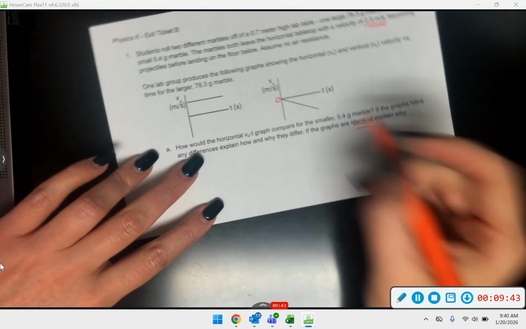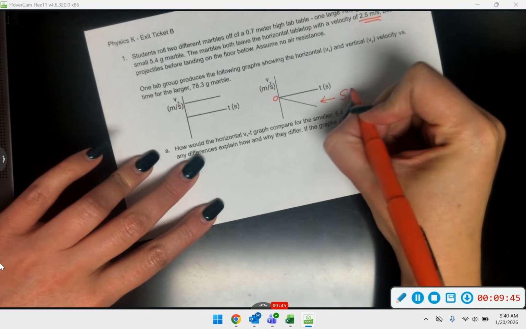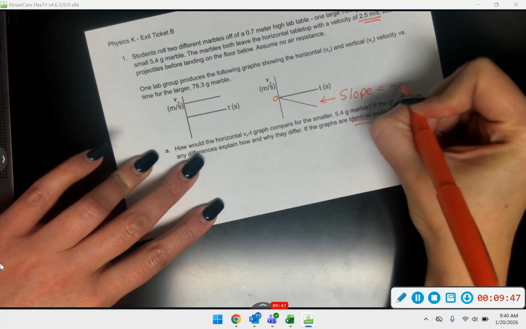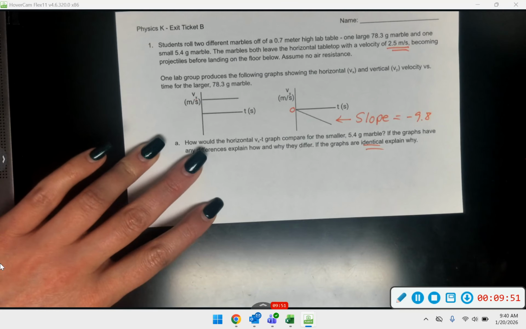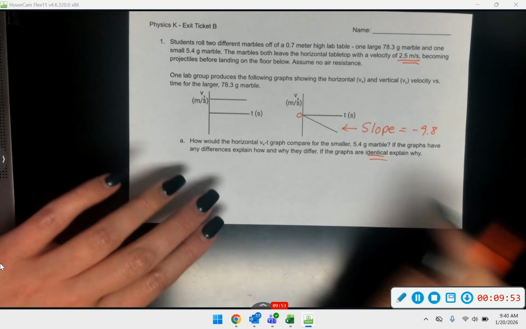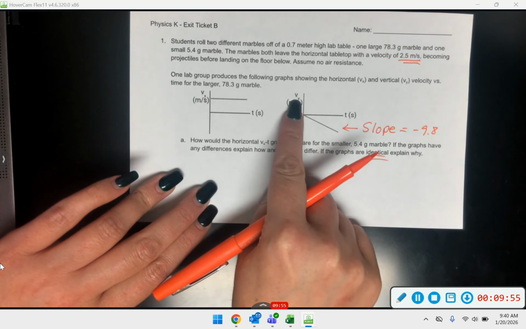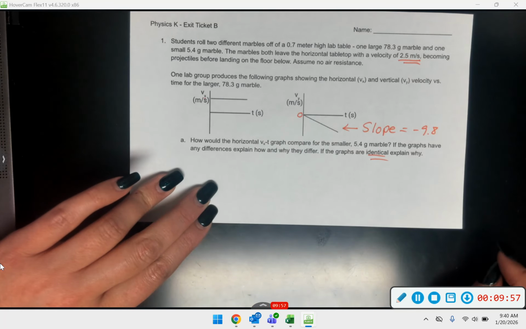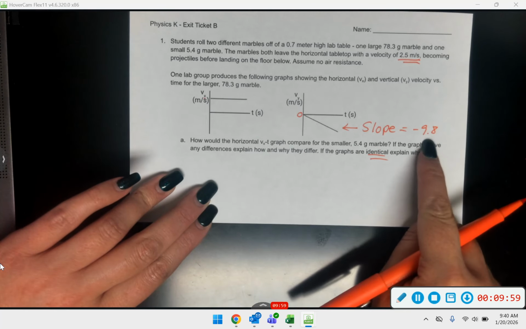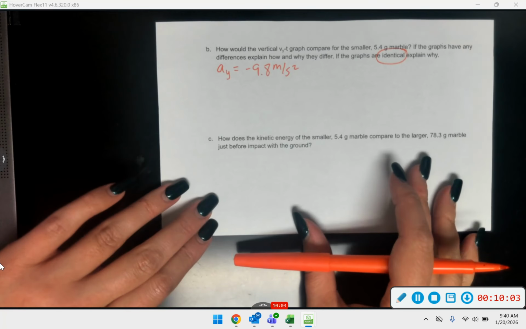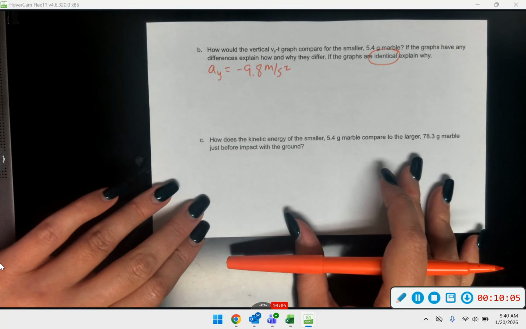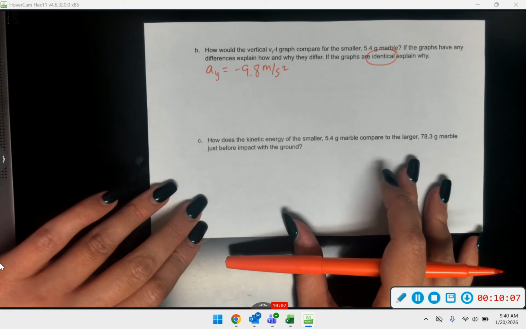In fact, the slope of this graph is negative 9.8. Again, the slope of your VT graph is your acceleration, and my vertical velocity, V sub y, my vertical acceleration is due to gravity. And both of them are going to have that same slope. Mass does not affect the rate at which these things fall because, again, we're neglecting air resistance.